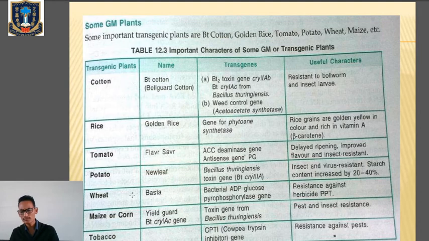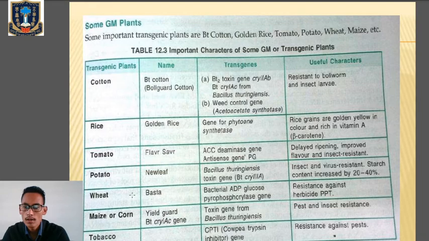Now we will see a few GM plants or GM crops which have been developed. Go through page number 625, table number 12.3. You will see the names of a few transgenic plants. The first one is cotton, and the transgenic cotton is known as Bt cotton. The transgene is the Bt toxin gene cry2Ab, which we will learn about afterwards. Just go to the useful characteristics. They are resistant to bollworm and insect larvae.